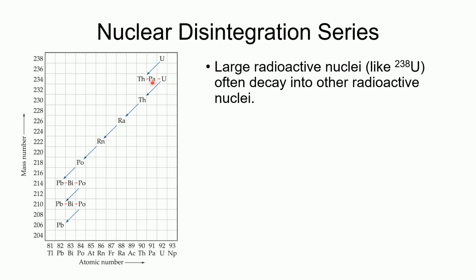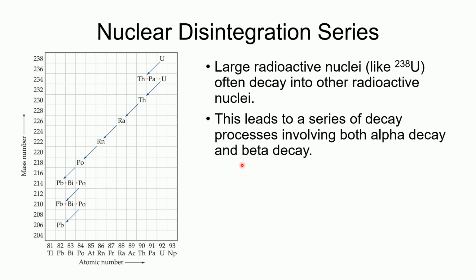And protactinium-234 will undergo beta decay to give us uranium-234. And uranium-234 undergoes alpha decay. And then we'll have another alpha, alpha, alpha, alpha, all the way down to lead, beta, beta, alpha, beta, beta, alpha. And then finally, at lead-206, we have a stable isotope. So we get a series of alpha decays and beta decays.